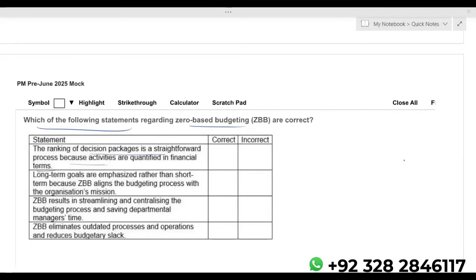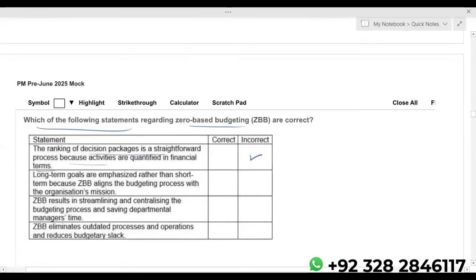Why is it incorrect? That's the question. Simply incorrect, because ranking of decision packages is not a straightforward process. You have to see your priorities, and a little bit of subjectivity is involved. So it's not a straightforward process.